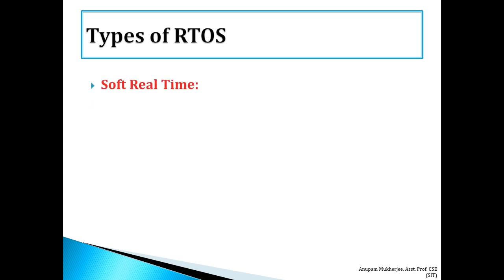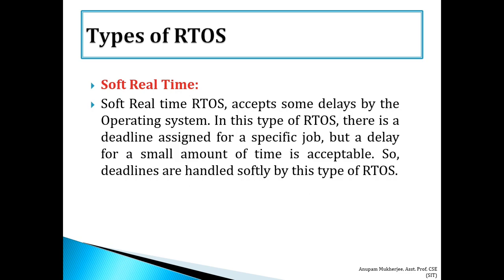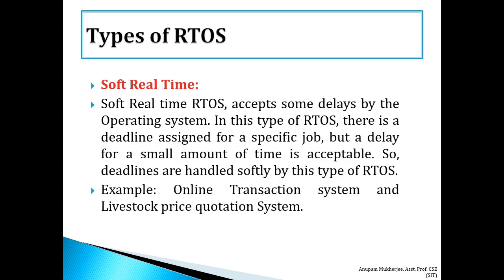And the third type is the soft real time operating system. In soft real time, the RTOS accepts some delay by the operating system. In this type of RTOS, there is a deadline assigned for a specific job, but a delay of a small amount of time is acceptable. So deadlines are handled softly by this RTOS. For example, online transaction systems and stock price quotation systems are part of soft real time operating systems.